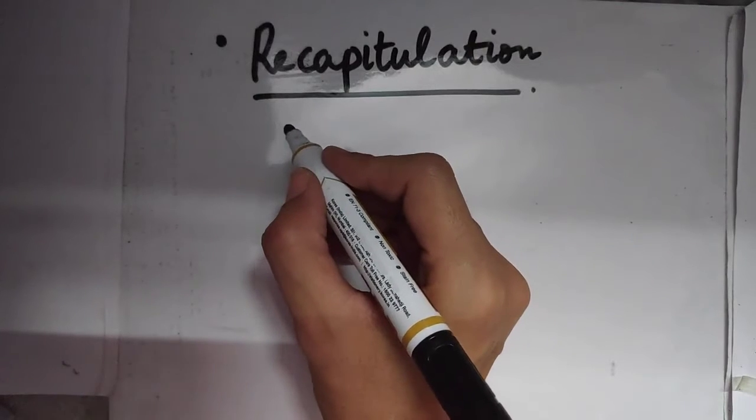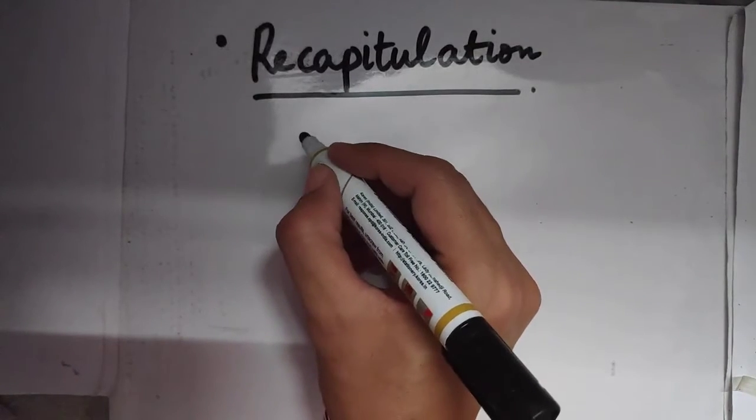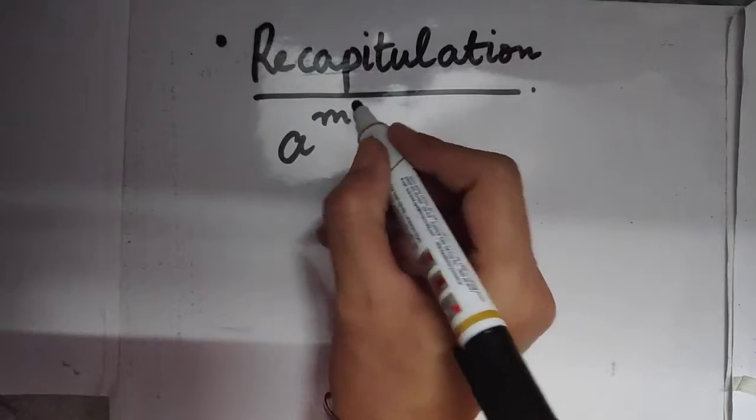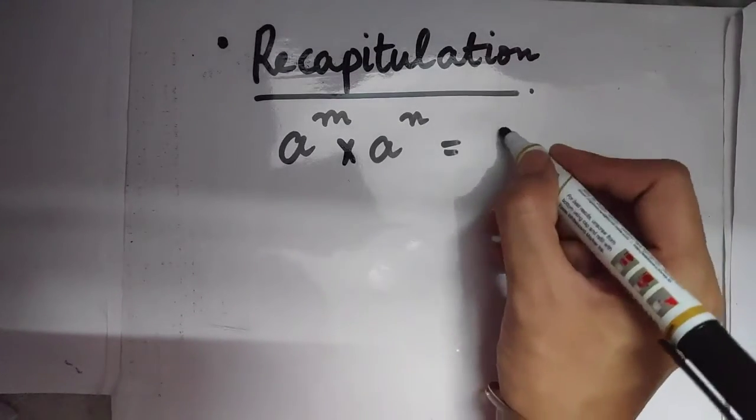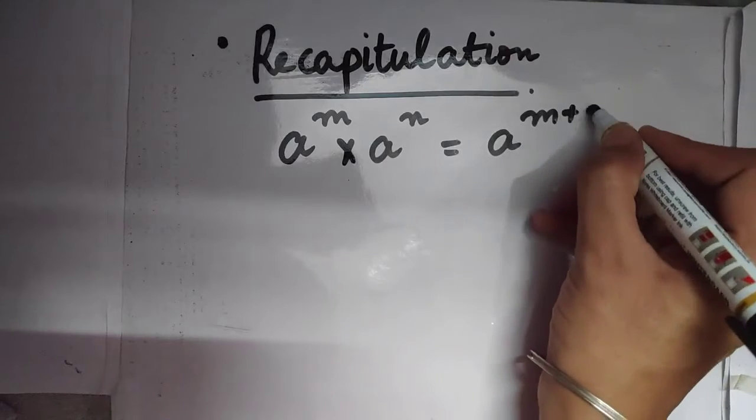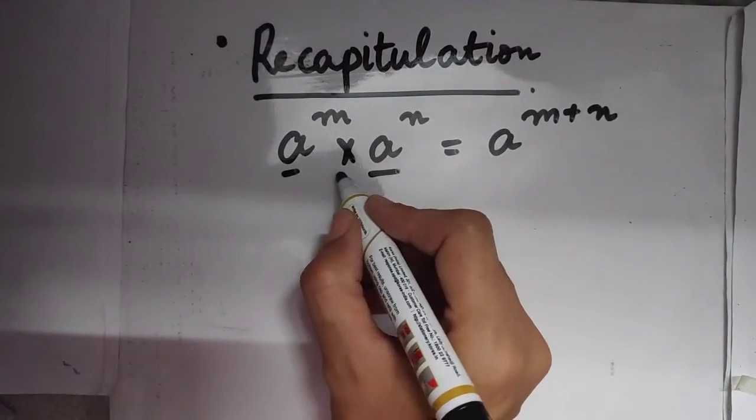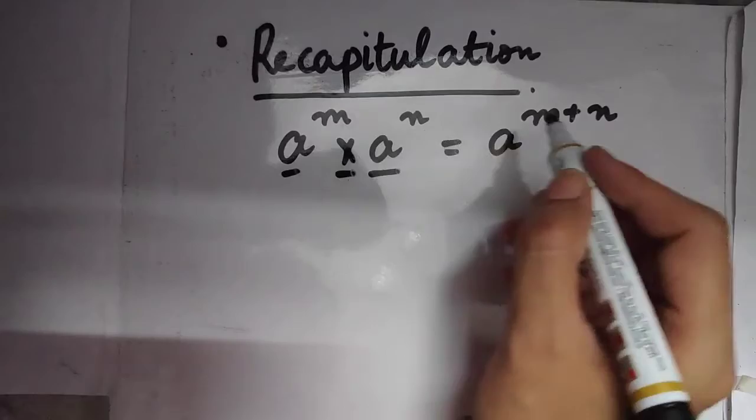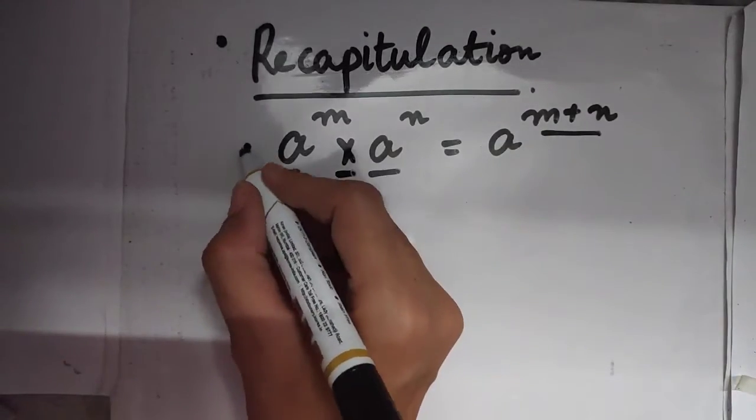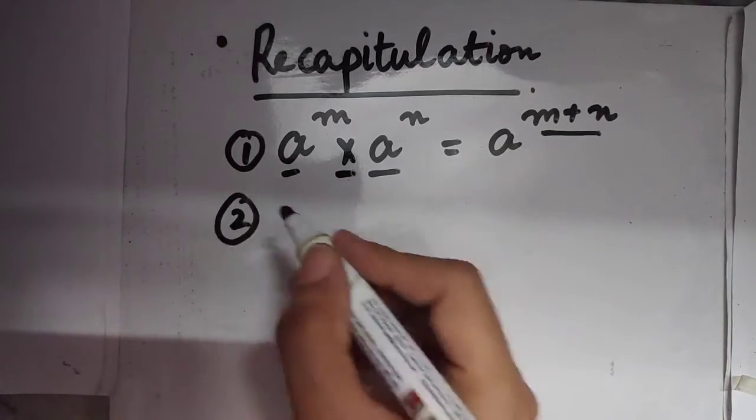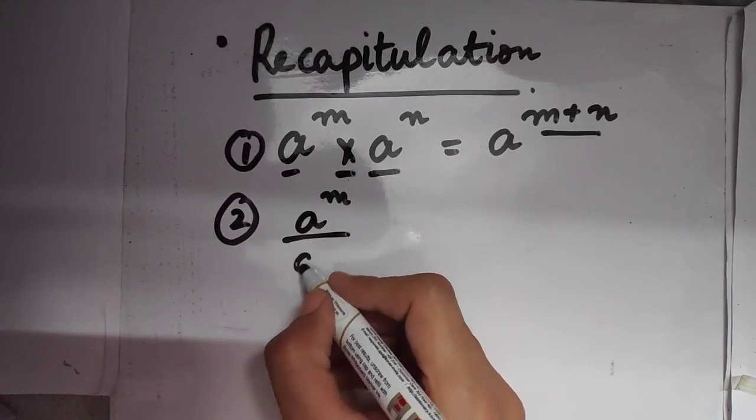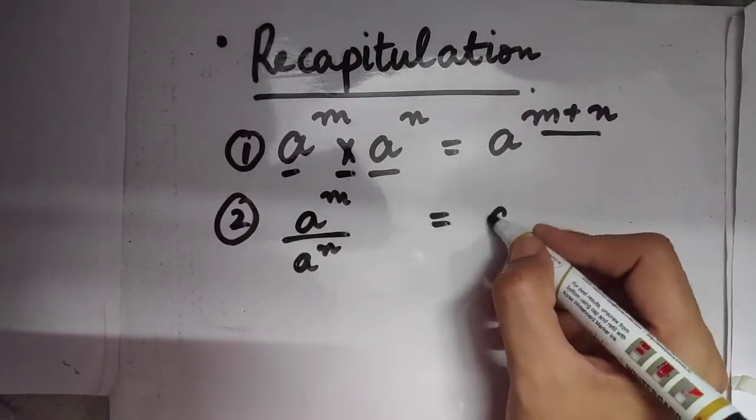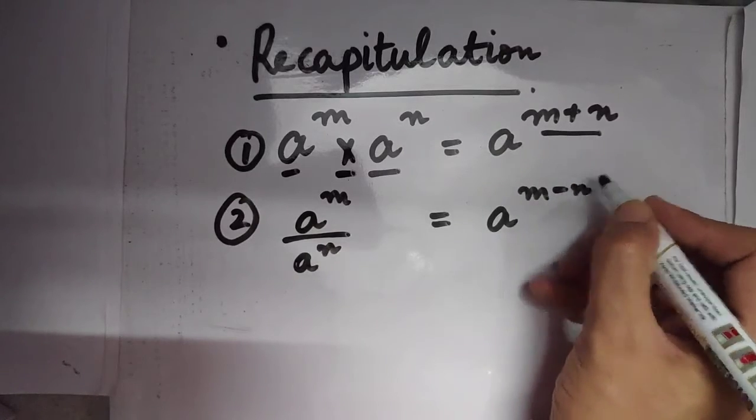Now talking about the laws of exponents, the very first law we have studied is a raised to the power m into a raised to the power n. What is it equal to? A raised to the power m plus n. When base is same and they are being multiplied, exponents will get added. This is your first law. Let us talk about second law. It is a raised to the power m divided by a raised to the power n. What is it equal to? A raised to the power m minus n.